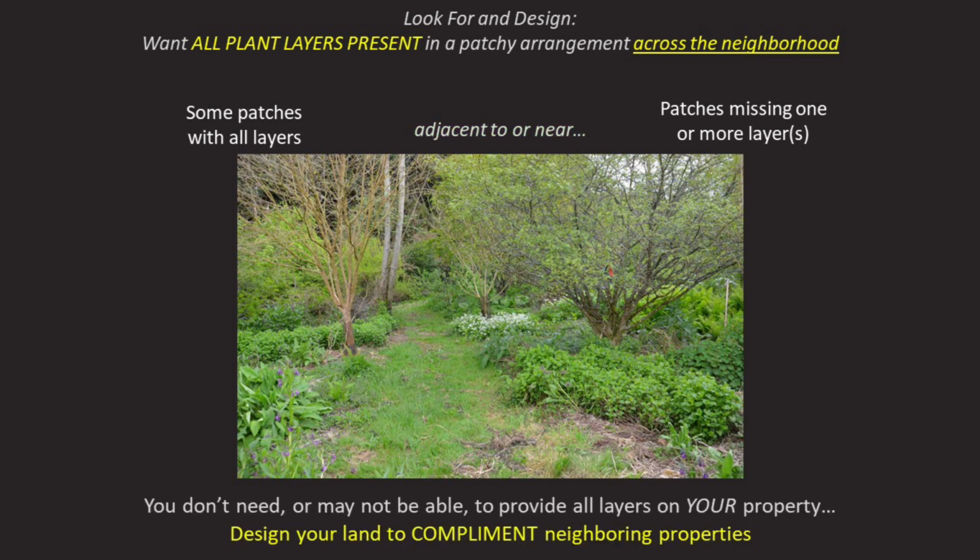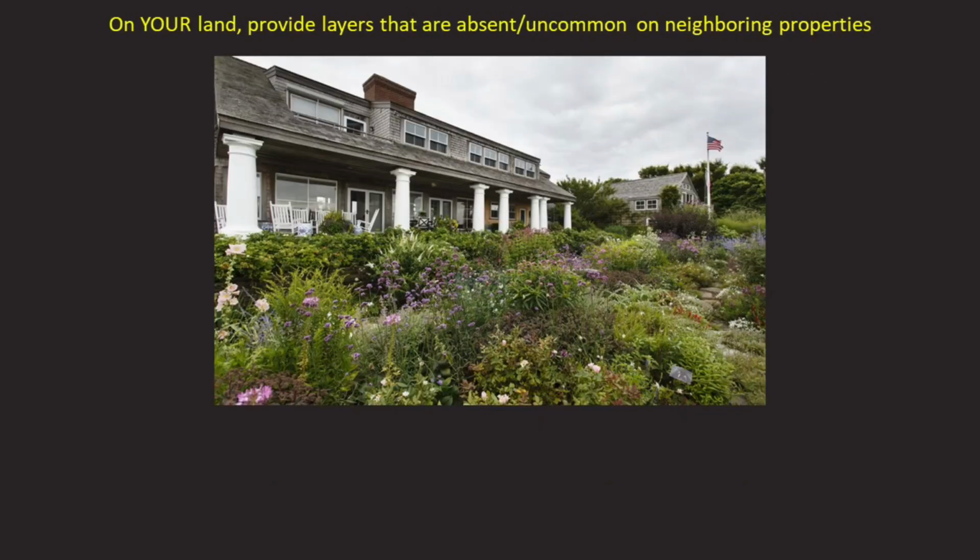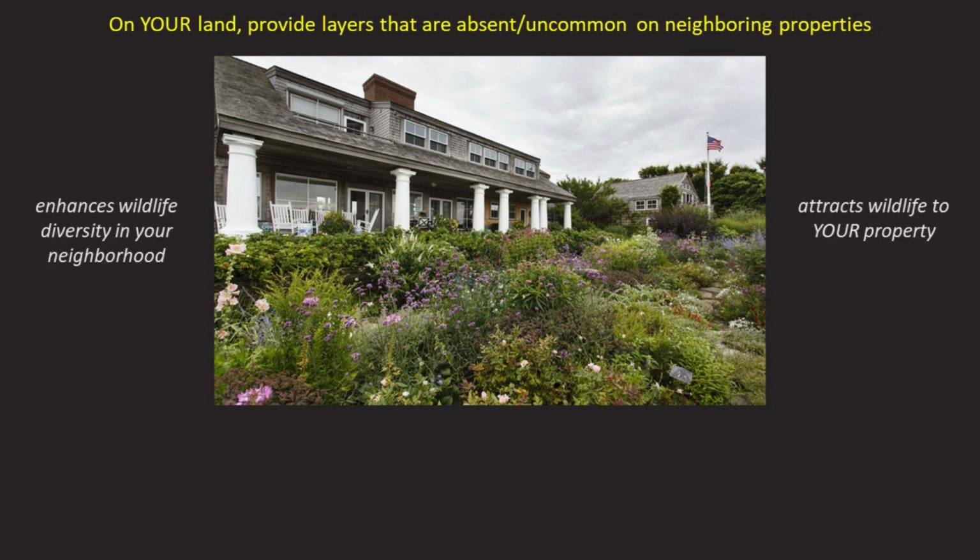Now, you don't need all layers on your property. If you have a small property, it may actually be difficult to provide all of the layers on your land. Regardless of your property size, the goal is to design your land to complement what features occur on neighboring properties. Your goal on your land is to provide layers that are absent or rare on other properties in your neighborhood.